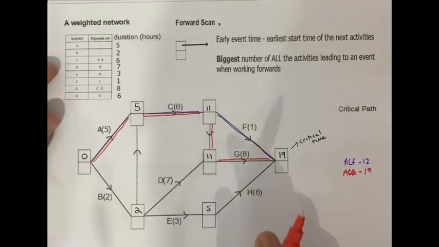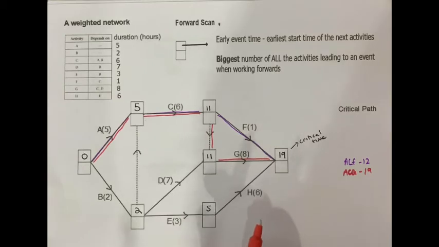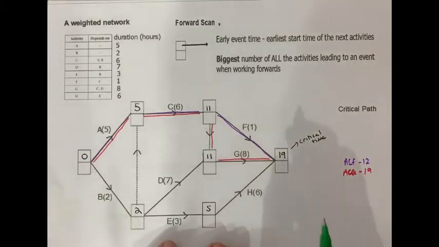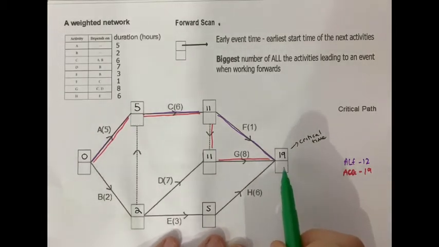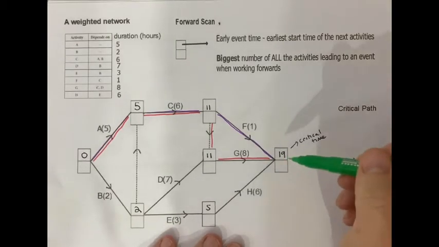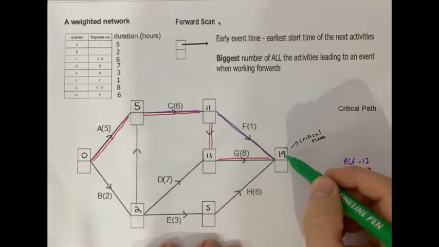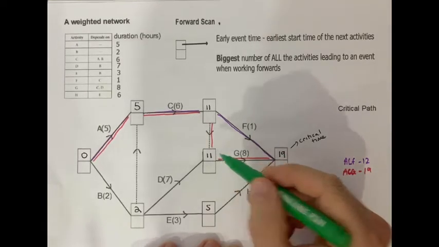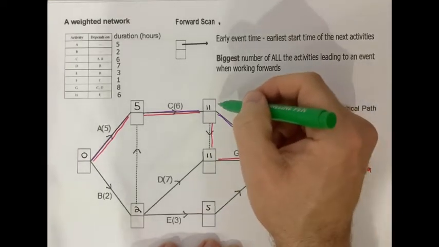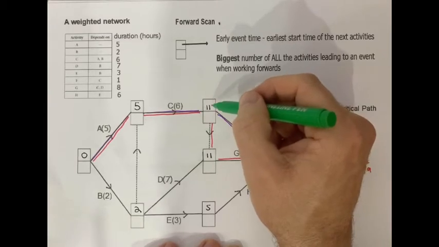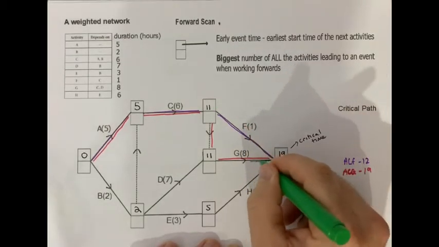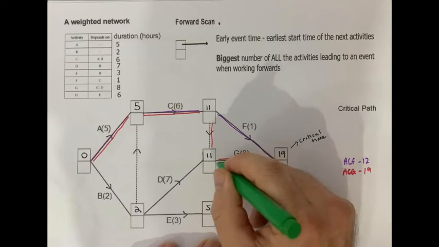But there is an easier way of doing it. And the easier way of doing it is to use your critical path. So in order to find the critical path, you would work backwards, looking for where there's no gaps in your subtraction. So what I mean by that is 19 take 6 is 13, not 5. 19 take 8 is 11, bingo. 19 take 1 is 18, not 11. So this must be part of my critical path.